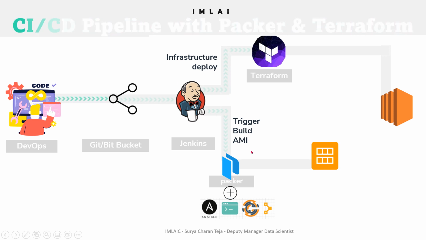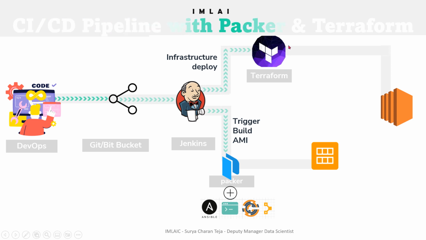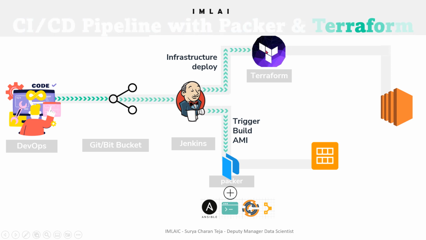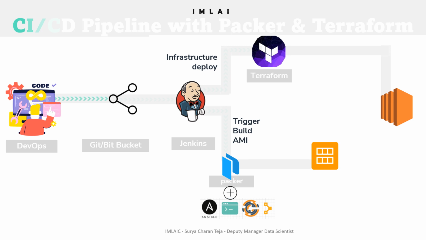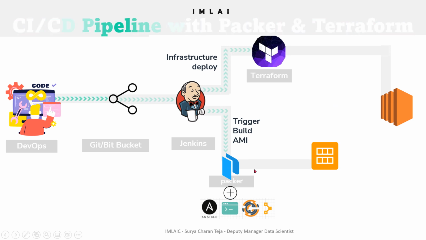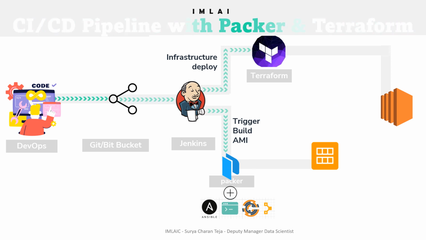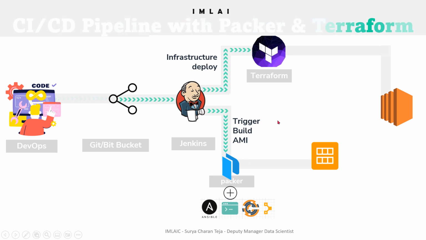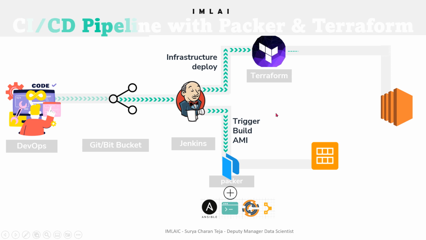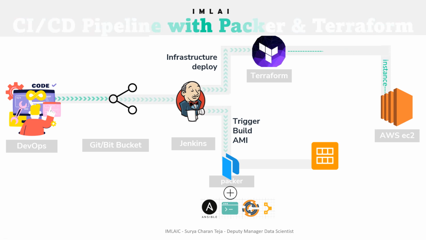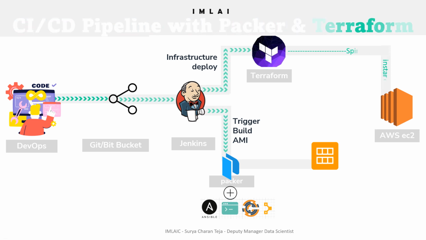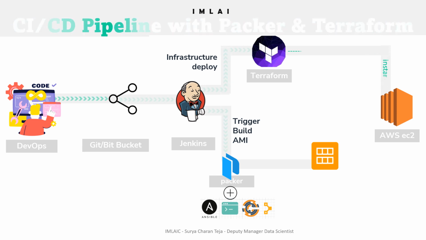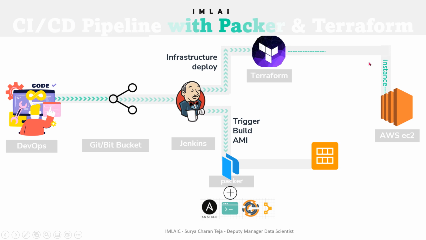Once it is sent, the infrastructure deployment will be done by Terraform. The infrastructure creation will be done by Terraform, and the AMI build will be triggered by Jenkins to Packer. So Packer will build an AMI, and Terraform will build the EC2 instance. So now Terraform into action. It has spun up the instance. We will use Docker. Now the AWS EC2 instance is ready for you.